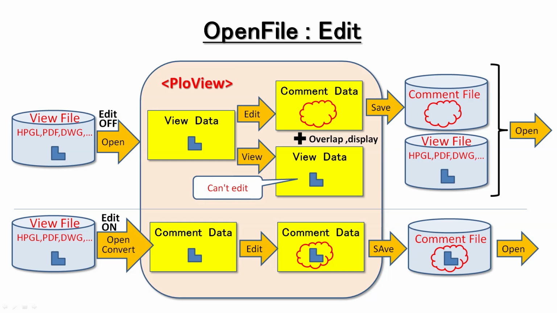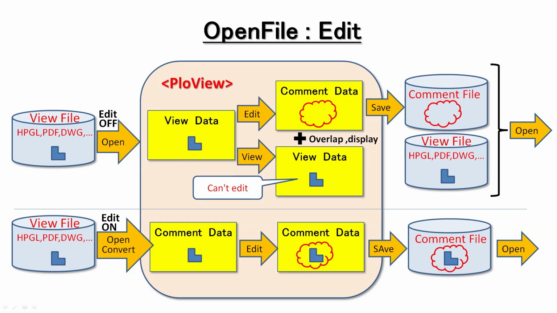This section explains the editing functions when opening a file. Terminology is explained here. View file is an input file such as HPGL, PDF, or DWG. View data is the internal data that PloView loads into the view file. Comment data is the internal data created by PloView's editing function. Comment file is the file that PloView outputs as comment data.